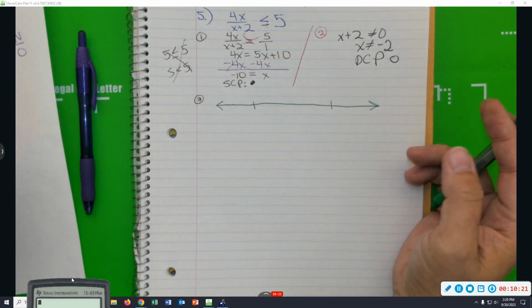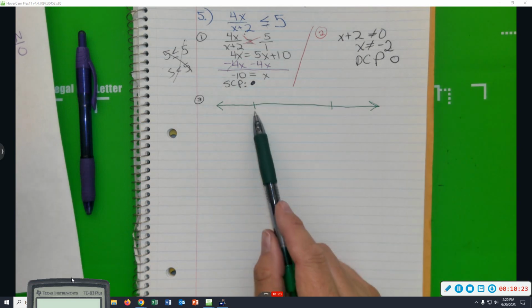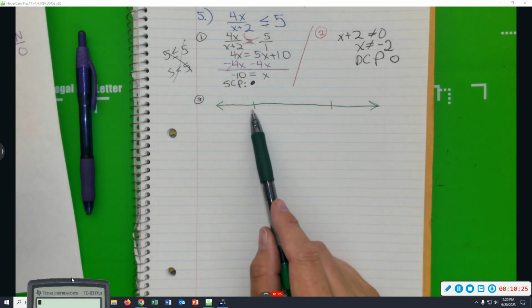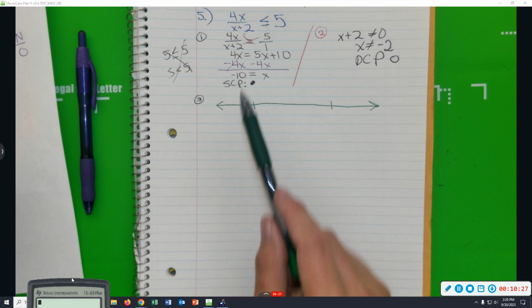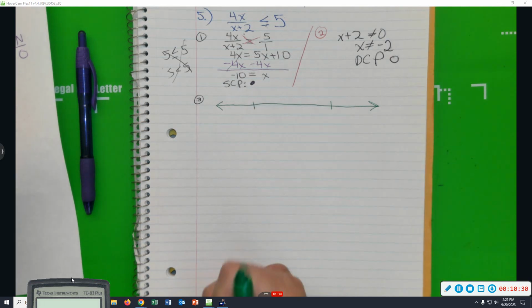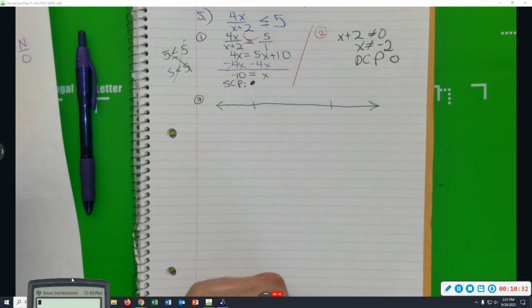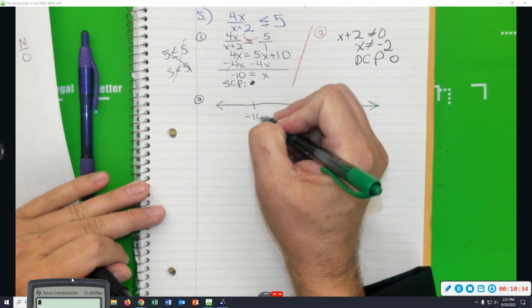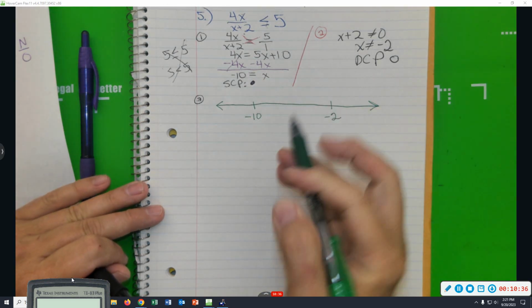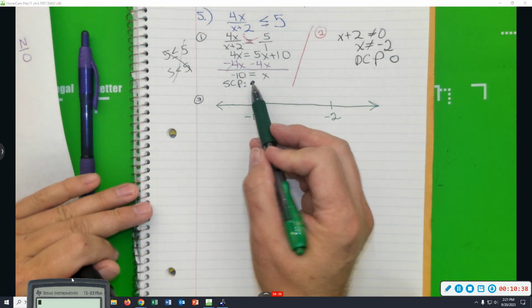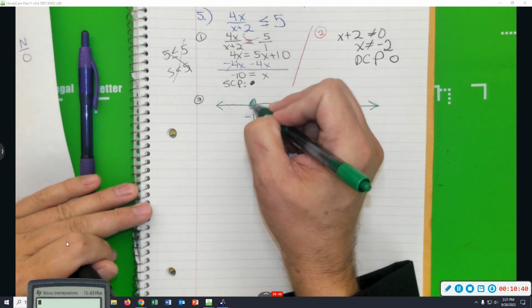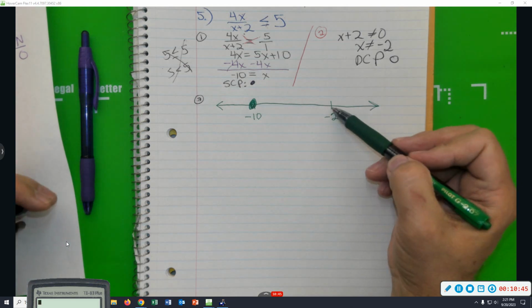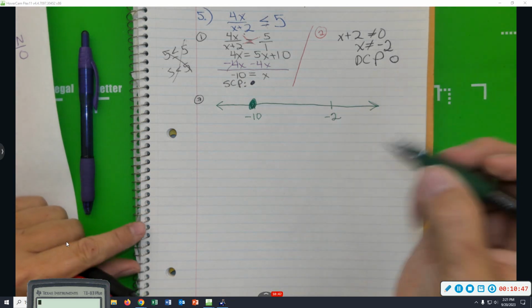Now remember, this is a number line. The smaller number has to go to the left. So which one's smaller, -10 or -2? -10 is smaller, and then -2. -10 we said label with a closed circle. -2 we label with an open circle.